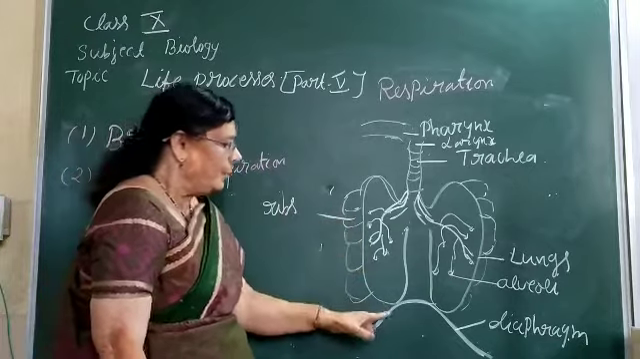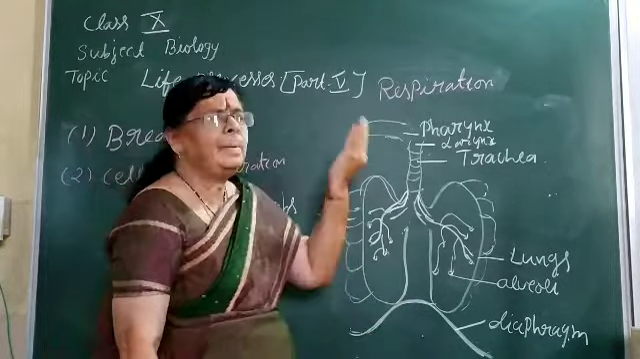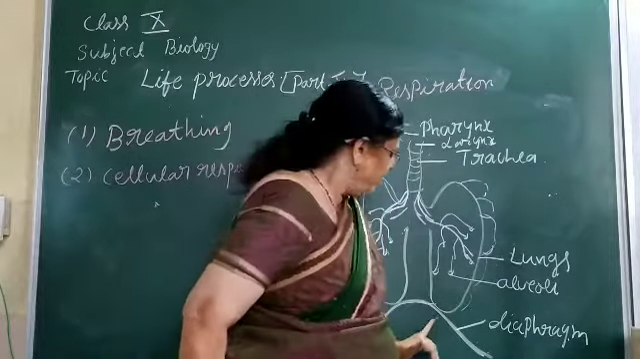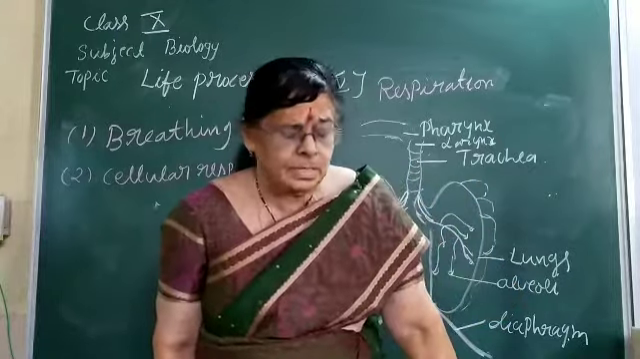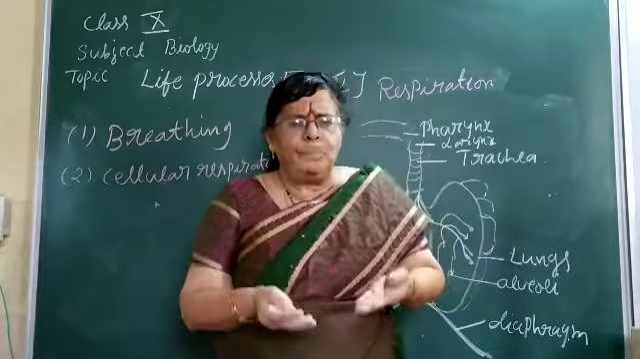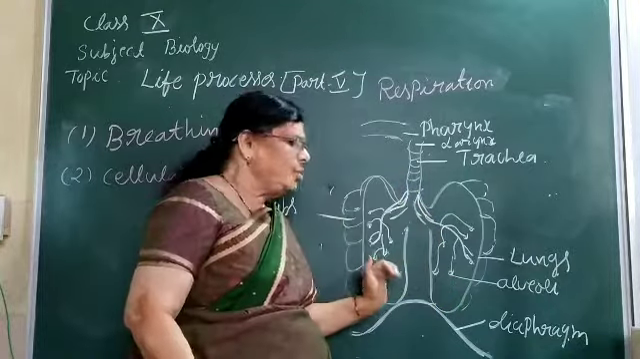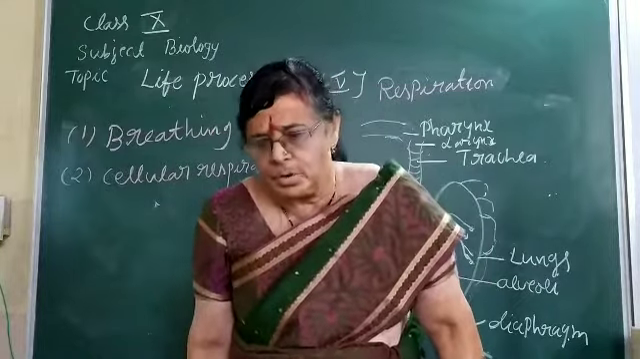Then the diaphragm, which has come down, will again be pushed upwards. When the diaphragm is pushed upwards, we say the chest cavity becomes less now. That means there is a sort of pressure created there. So due to that, the carbon dioxide will be expelled out.